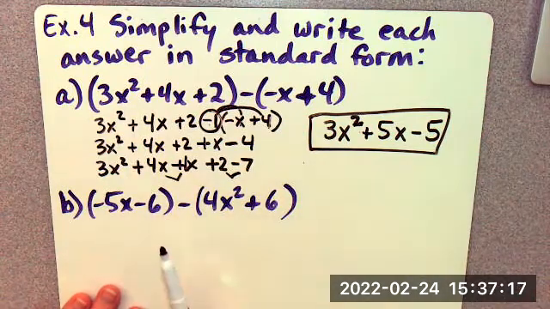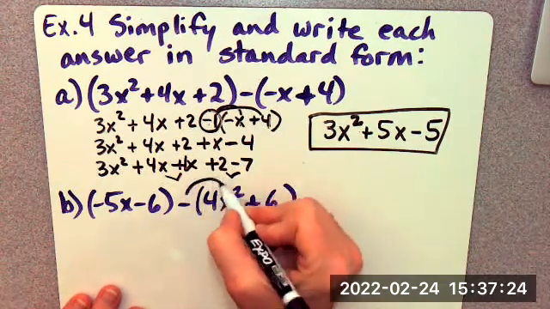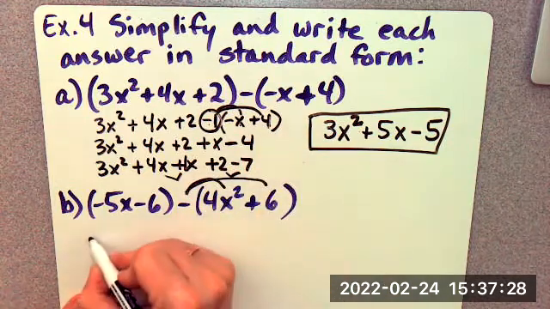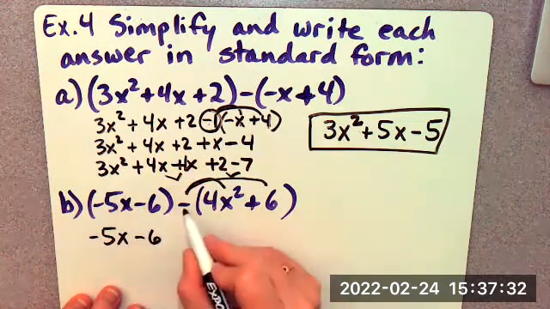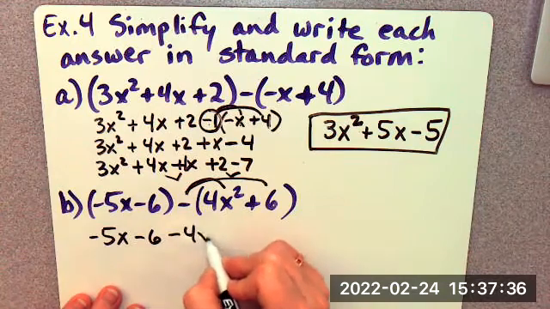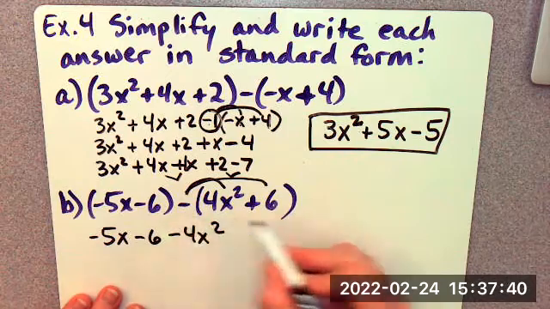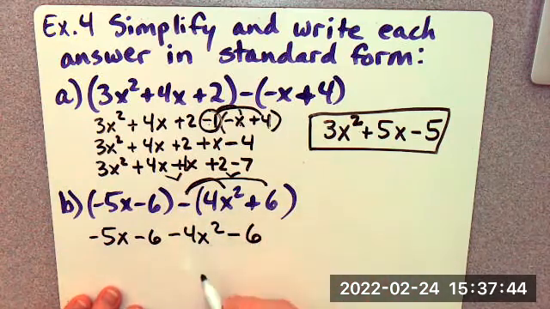Okay, so now I'm going to subtract a binomial from a binomial. So I'm going to take this negative and distribute it to both of those. So I have negative 5x minus 6, and I have negative times 4x squared, so minus 4x squared, and a negative times that 6, negative 1 times that 6, gives me negative 6.